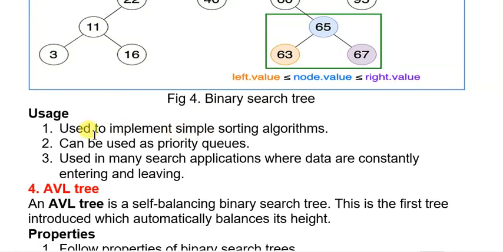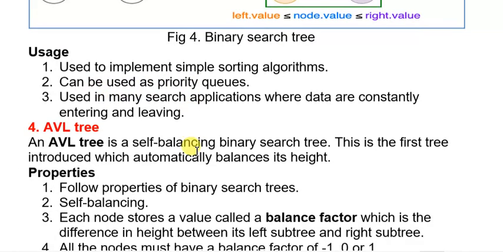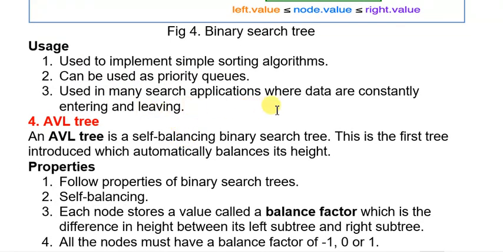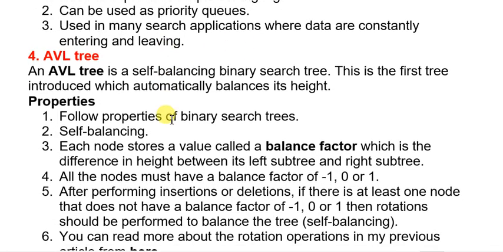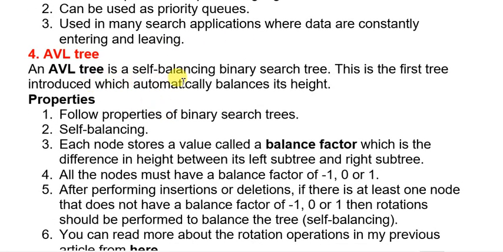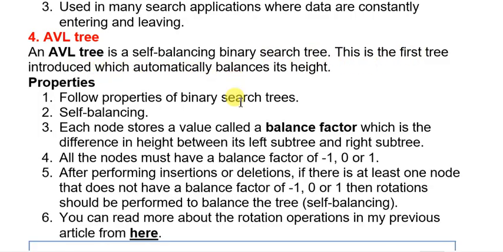Binary search tree usage: used to implement simple sorting algorithms, can be used as priority queues, and used in many search applications where data is constantly entering and leaving. AVL tree. An AVL tree is a self-balancing binary search tree. This is the first tree introduced which automatically balances its height.